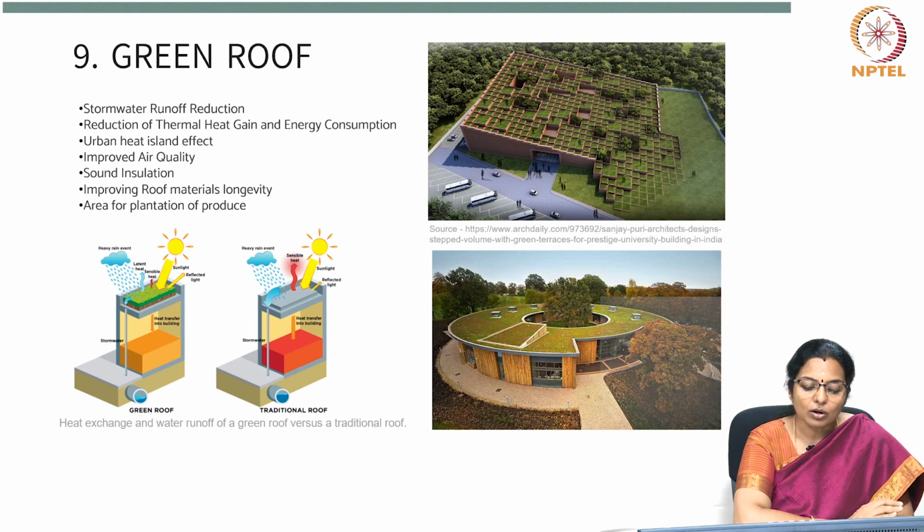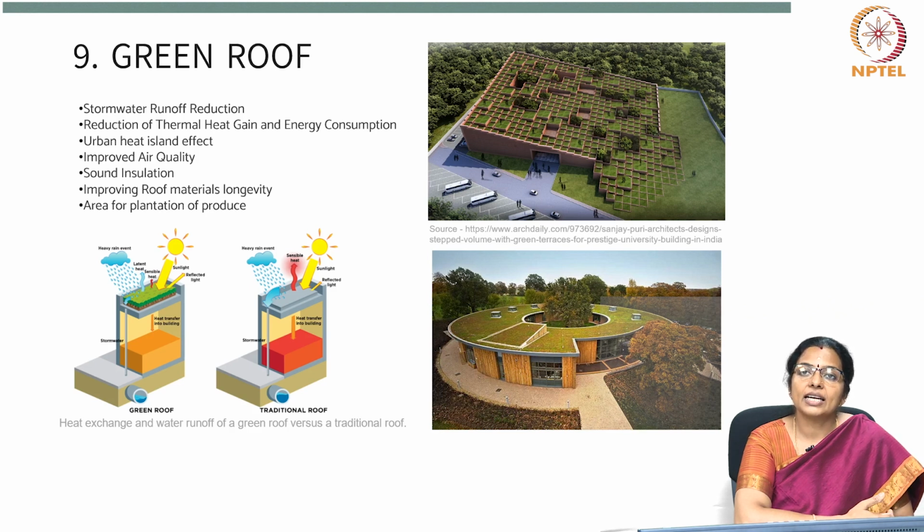Because the roof is covered with greenery, sensible heat reflection gets reduced and also heat absorption gets reduced. Of course, there is some reflected light. Stormwater runoff gets reduced. There is reduction of thermal heat gain and therefore reduction of energy consumption.